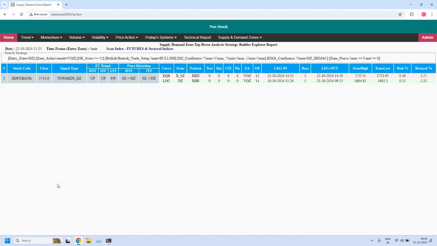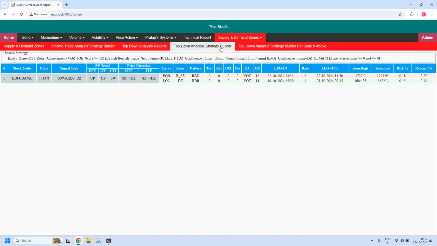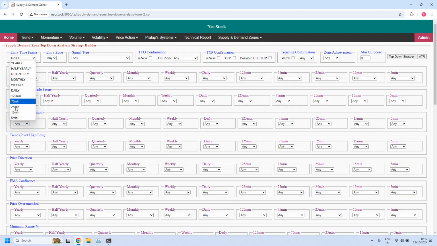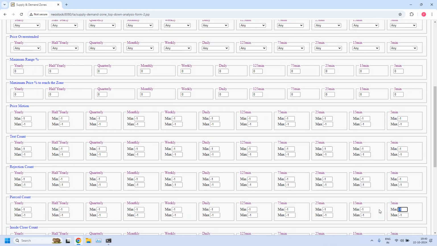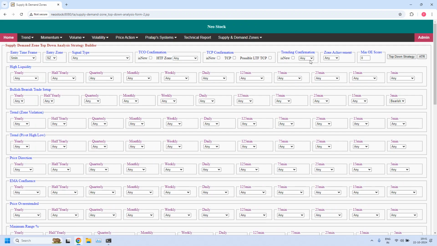Okay, next let us look for bearish trade setup for hourly income trade. Entry time frame is 5 minutes, entry zone is supply zone. In bullish or bearish trade setup at 5 minutes time frame, I am selecting bearish, and the 5 minutes supply zone should not be pierced. So in the pierced count at 5 minutes time frame, I am setting minimum value 0, maximum value 0, zone achievement violated opposing zone, and the minimum odd enhanced score 12.